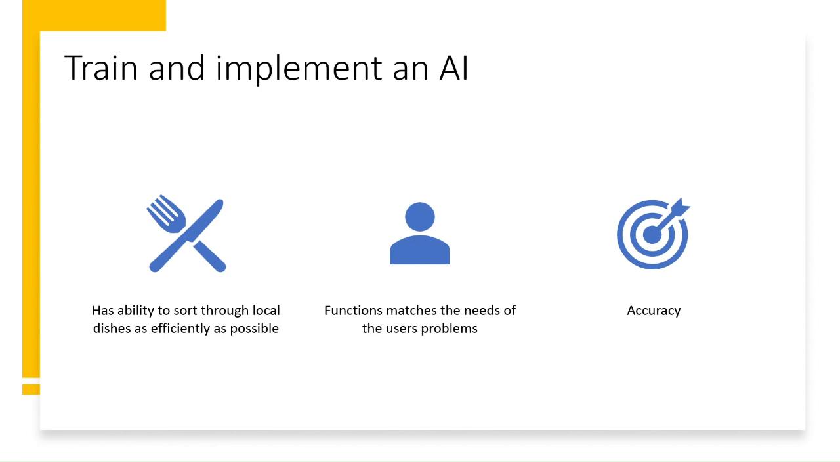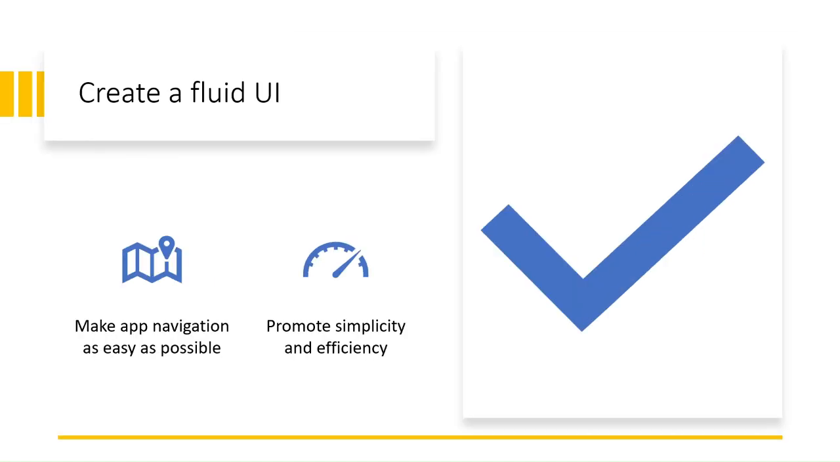It has to have the ability to sort through local dishes as efficiently as possible and as accurately as possible. It has to have functions that perfectly align with the user needs. And like I said, the accuracy is most important. We need to have accurate recommendations for our consumers. After that, we have to create a fluid AI.